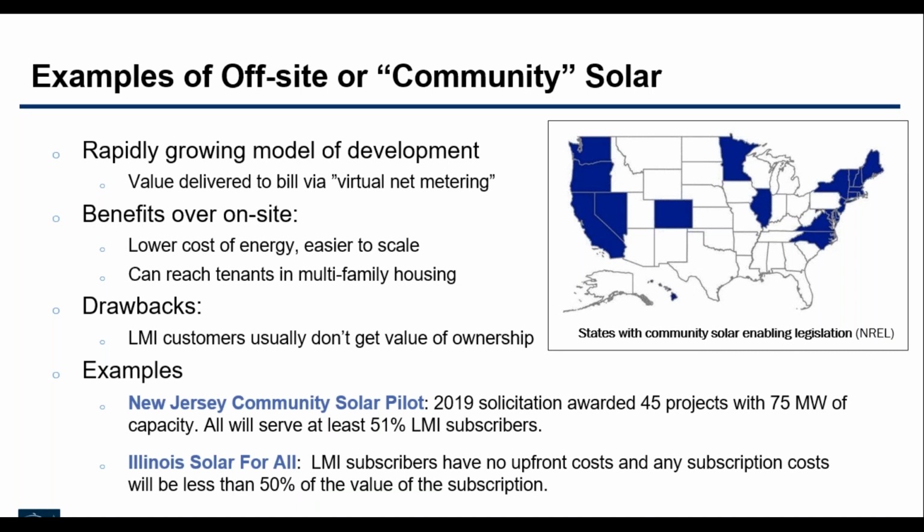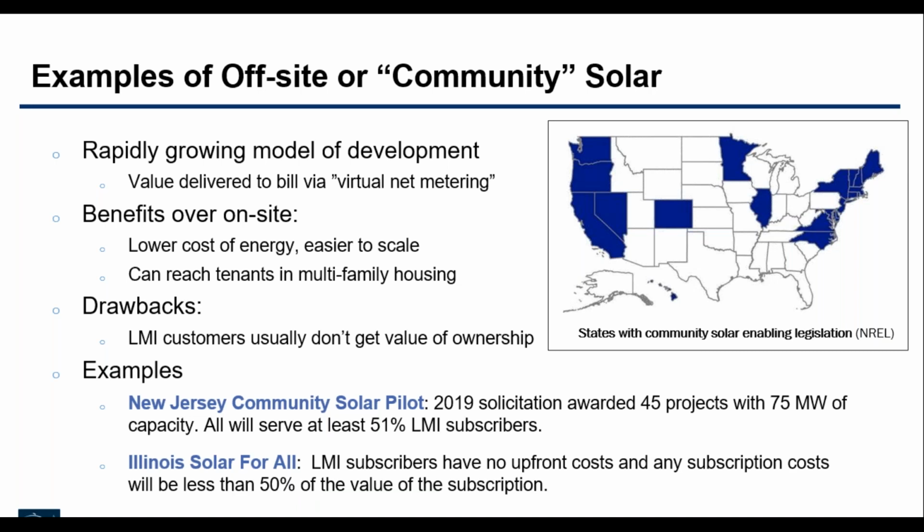A couple examples. New Jersey is in the midst of what they call the community solar pilot. They initially offered an incentive for developers to have a majority of low-income subscribers for their projects. And they had so many favorable bids in their RFP that the entire award from that first round was for projects that serve a majority of low-income subscribers. So the first round is already 75 megawatts, with at least half of that going to low-income households.